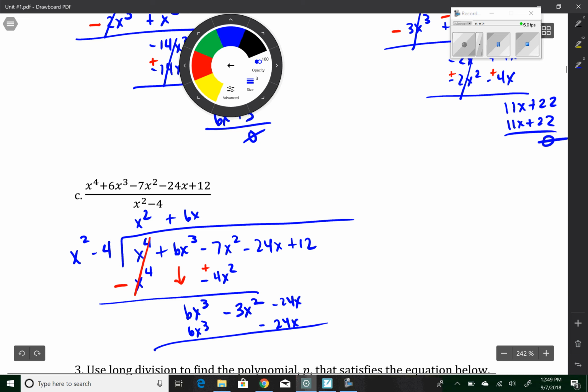Got to bring something else down. Change your signs up. These both cancel, and this comes down. So I'm left with a negative 3x squared plus 12. Well, that'll be minus 3. That'll give you the same thing again. No remainder. So there's your answer.